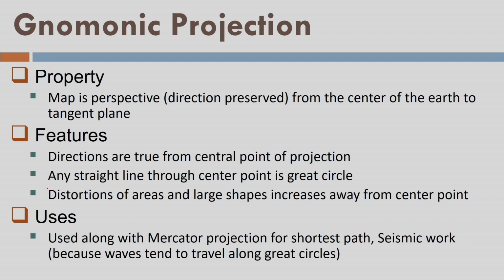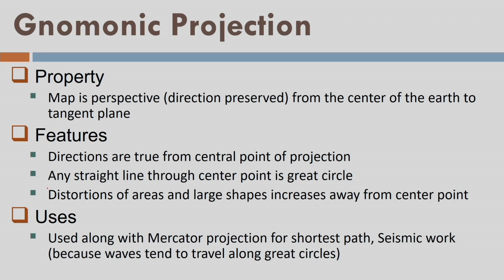The properties: again the map is perspective, that is, direction is preserved. Directions from the North Pole, that is, from the center of Earth to the tangent plane. The tangent plane is at the North Pole, flat to the equator, parallel to the equator like this. So in this plane we have directions preserved. So what are the features if I ensure this property? Directions are true from the central point of projection, which is similar to the stereographic projection. Any straight line through the center is a great circle. Distortions of areas and large shapes increase away from the center point.